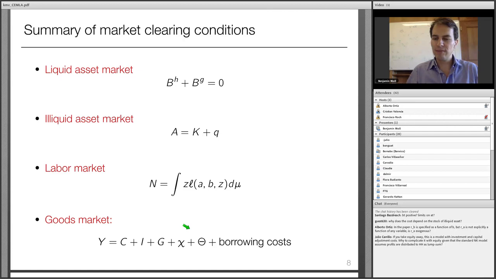Can you clarify? Otherwise, I'll just move on. Oh, I see. So why do we not distribute equity as a lump sum? That's a great question, actually. The answer is that we wouldn't want to do this.